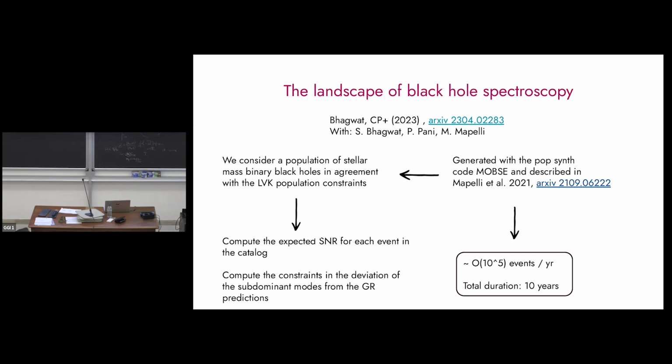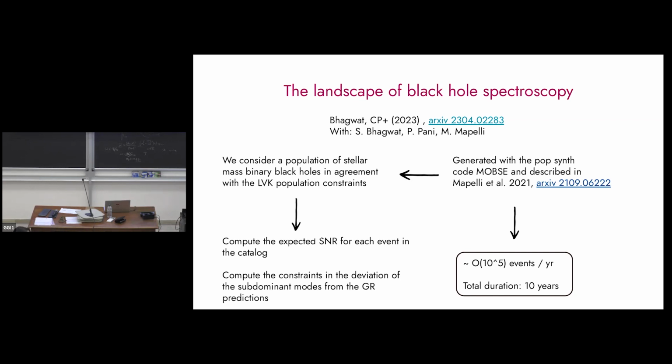Then, of course, there are other tests of GR. They might be better than spectroscopy. I'm not claiming anything in either direction. I'm just restricting to spectroscopy. In this catalog, there are a lot of sources. You have order of magnitude 10 to the 5 events per year, which doesn't mean 10 to the 5 events detected per year, but 10 to the 5 events in total per year. The catalog has a total duration of 10 years, so we have a total number of sources of about 10 to the 6.